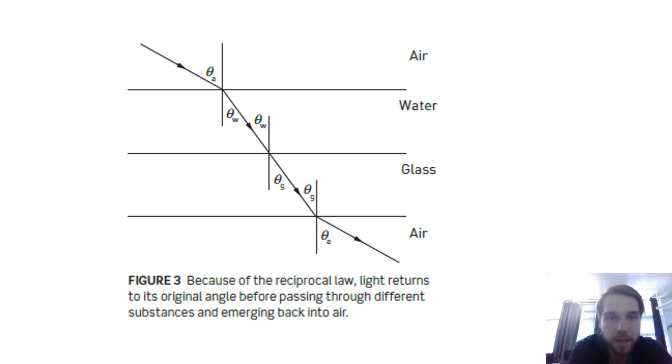So maybe we've got air and it's going into water. We've got our angle of incidence and our refracted angle into water. Sorry, I need to put my laser pointer on. Angle of incidence in air, and it goes into water. That's the refracted angle next to the normal, that straight line. But that becomes the new angle of incidence when we go from water to glass.